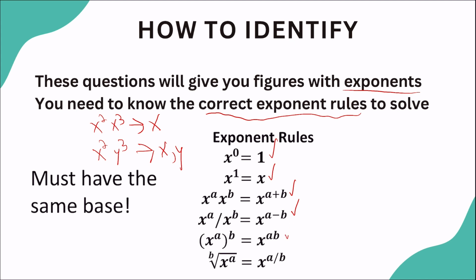And lastly, for square roots, you take the exponent of the inside and divide it by the exponent of the outside. So in this example, we have x to the a divided by b. A is the exponent inside, and b is the exponent outside.